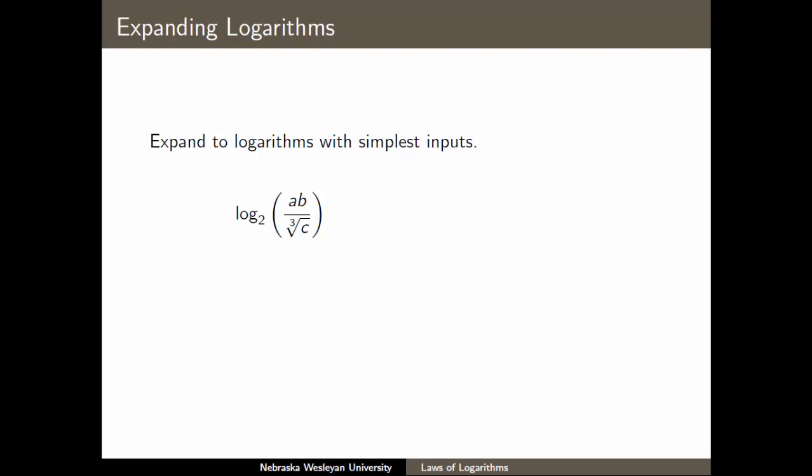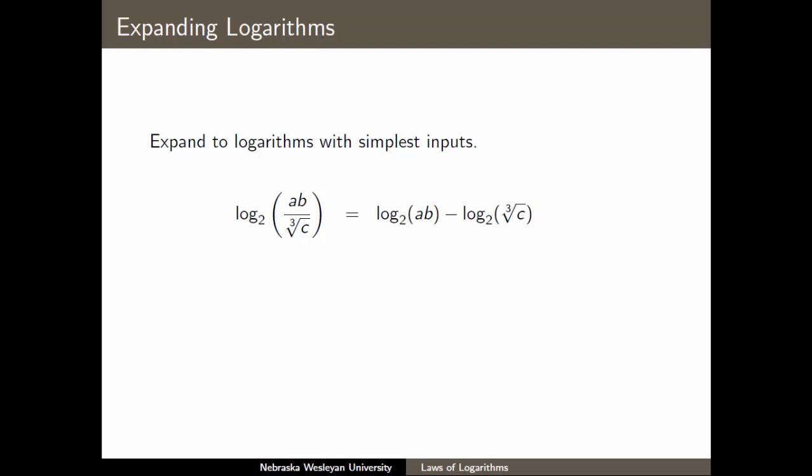So what I mean is this. If I knew the values of a, b, and c, and I just wanted to evaluate this, probably what I would do is multiply a by b first, then take the cube root of c, then finally divide the resulting numerator by the denominator. Since the division was the last operation to take place according to the order of operations, then it's the first operation I should be undoing by the expansion of logarithms.